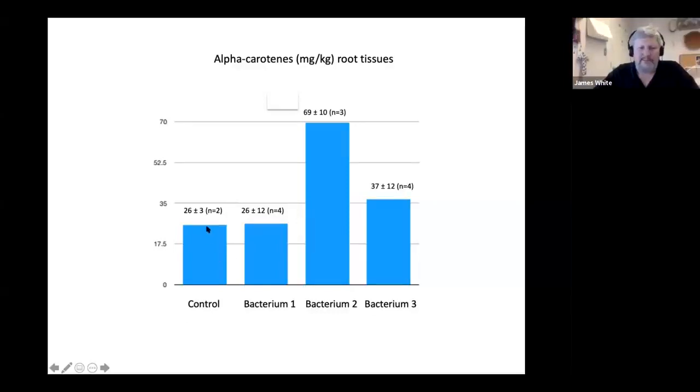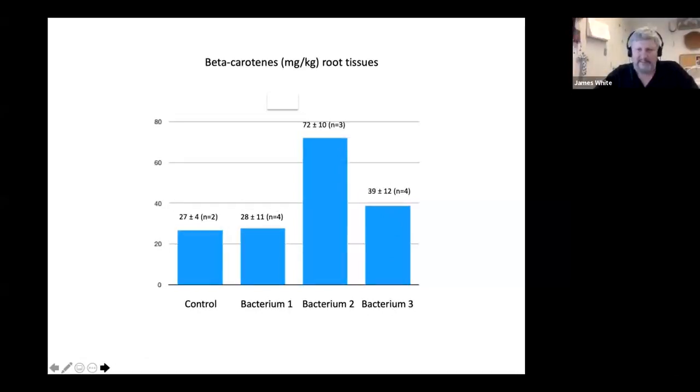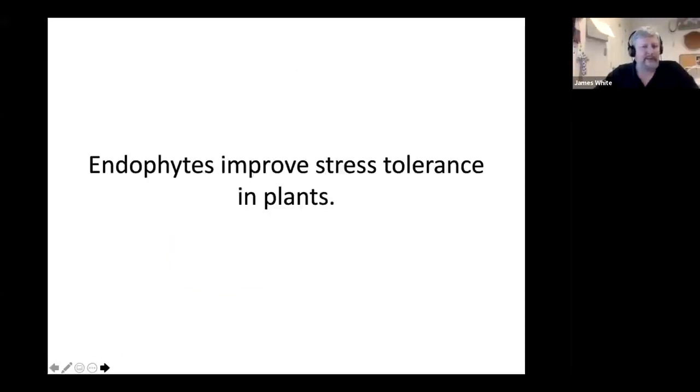And you can see the control here. This is with no microbes. You can see this much carotene versus bacterium 1. It's about the same. That bacterium probably didn't have any effect at all. Then you see bacterium 2. You can see it had a big effect. It went inside and greatly increased the alpha carotenes. Bacterium 3, not as much. So one of those was highly effective at increasing. Here's the beta carotenes. It looks very similar. You can see that bacterium 2 increased it. Bacterium 1 just had no effect, and bacterium 3 minimal. So depending on the endophyte, you can change the chemical components in plants.